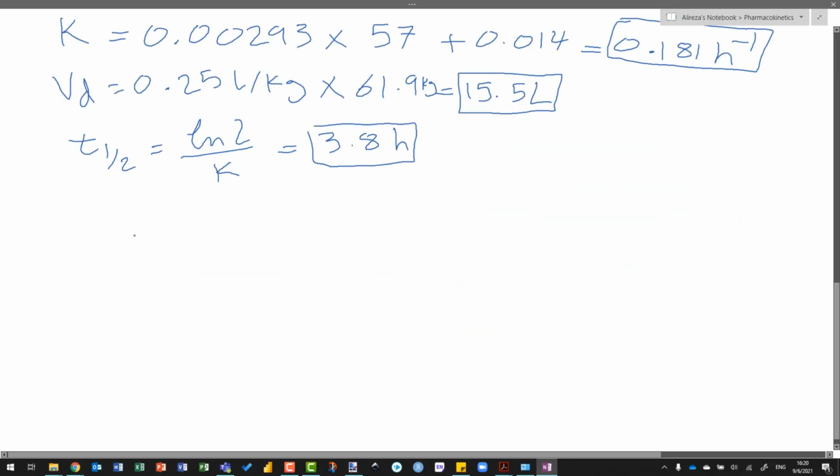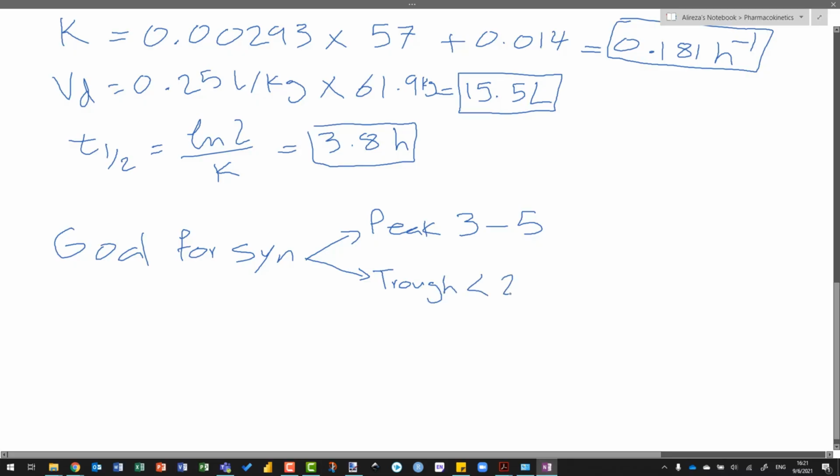Now, before we make any calculations for dose and frequency, make sure that we are using the correct goal for synergy. For synergy, it's recommended to have a peak of 3 to 5 for efficacy, and for safety you want a trough to be less than 2 for gentamicin specifically. So to make calculations easy, I'm just gonna use 4 right in the middle for the peak, and for trough I'm just gonna go for 1. You can go lower than 1, for example 0.5, but you just increase the risk of making an error when you punch this in your calculator.